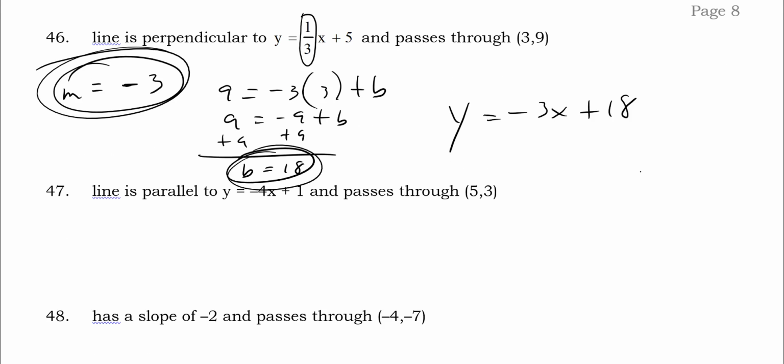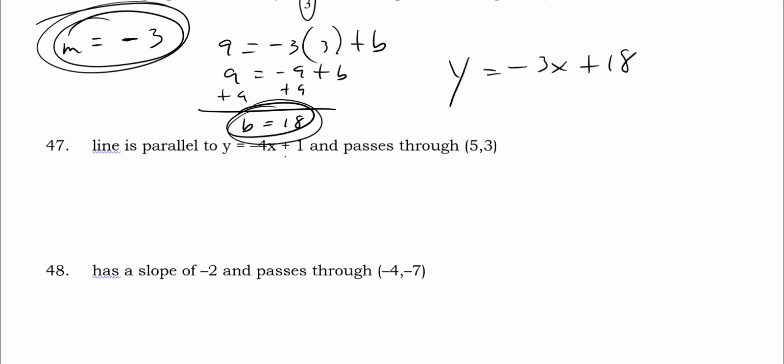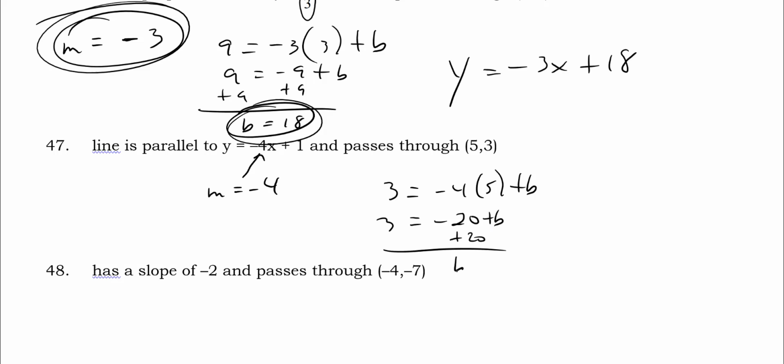Okay? All right, this next one, the slope is -4 because it's parallel to it. So same slope. So the slope is -4. And again, it's passing through the point, so I've got to find b. I'm always looking for b. Okay, so y equals m times x plus b. So 3 is equal to -20 plus b. Add 20 to both sides, so b is 23. So the equation is y equals -4x plus 23.